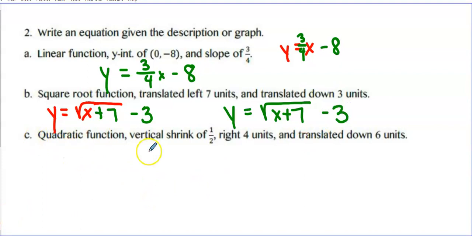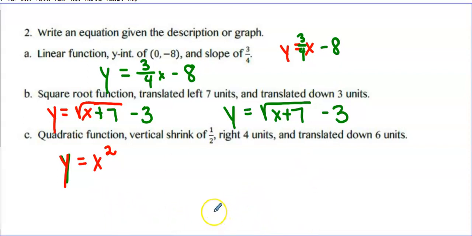Okay, your last one, 2c, says quadratic function. Vertical shrink of 1/2, right 4 units, translated down 6 units. Your parent function is y equals x squared. I want you to try this one. Just pause the video for a second, try this one, see if you can get it, and then come back to it and see if you got it right.